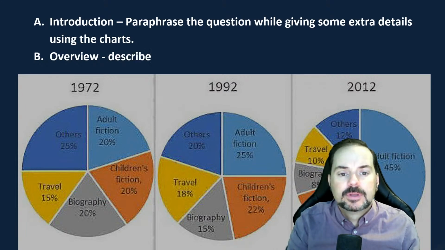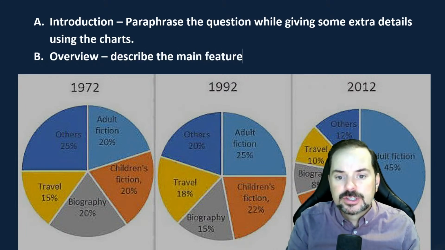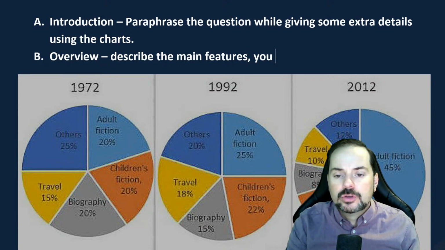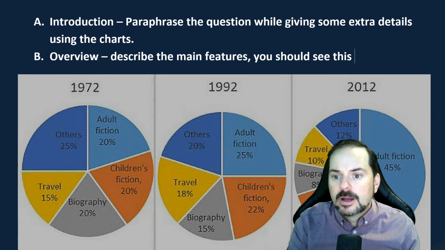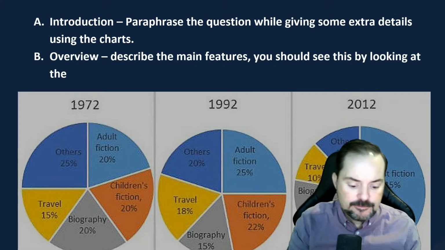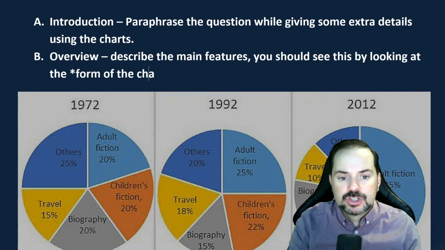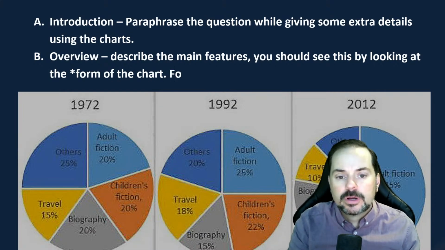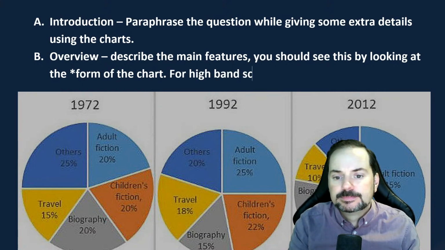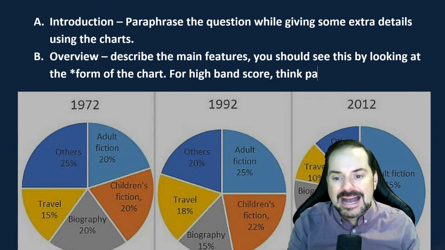Describe the main features. You should see this by looking at the form of the chart. And for high band scores, here's a good tip for you. For high band scores, think past most and least.